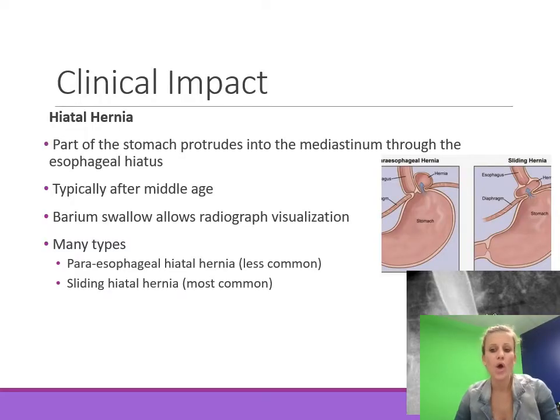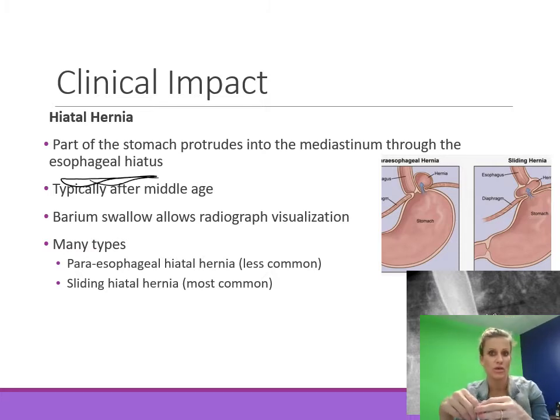A hiatal hernia occurs when part of the stomach protrudes up into the thorax. So the stomach should be below the diaphragm, completely in the abdomen. But sometimes, because of a weakening of the diaphragm or a widening of the esophageal hiatus, the opening in the diaphragm that the esophagus comes through, the stomach can push up or protrude up through the esophageal hiatus and into the thorax, specifically the mediastinum, in the middle of the thorax. This typically occurs after middle age, because that is when the diaphragm starts to weaken, and then it's not as good of a barrier keeping the stomach down in the abdomen.